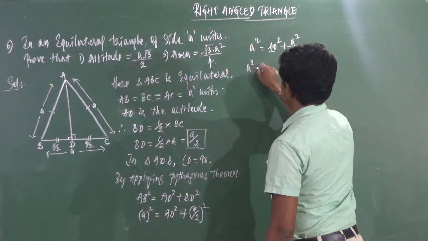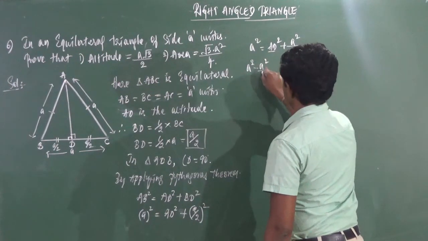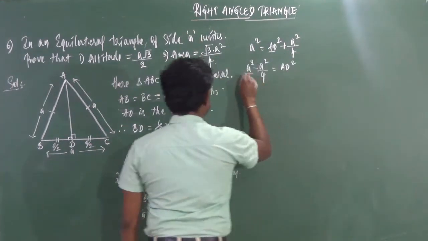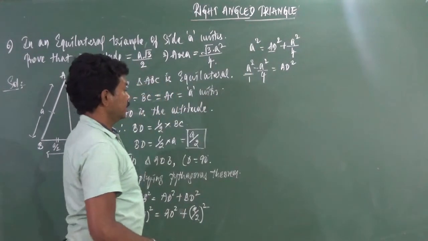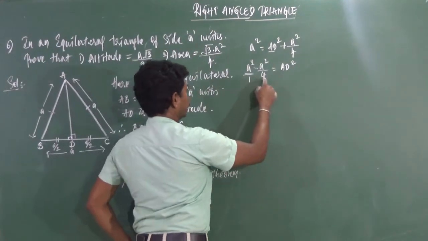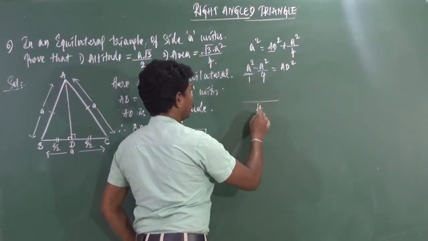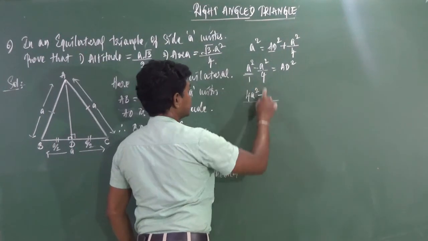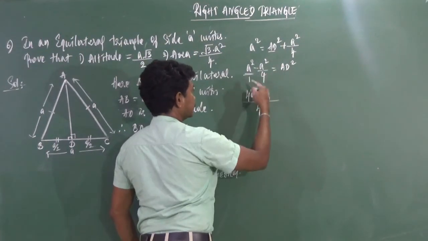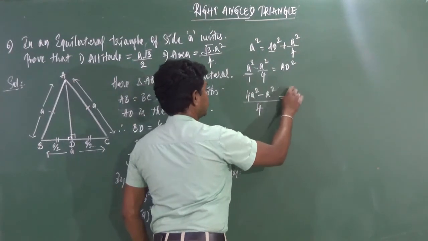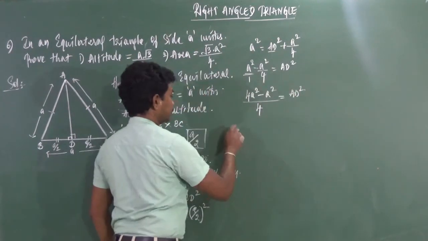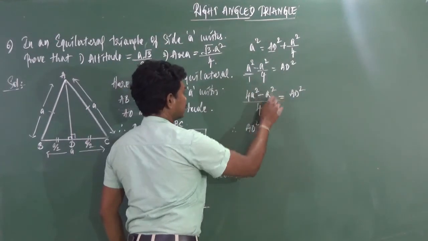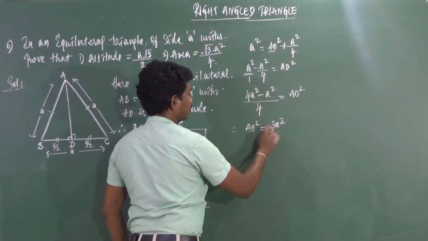That becomes A square minus A square by 4 is equal to AD square. So A square, below that in the denominator we have 1. For 1 and 4, the LCM is 4. So A square by 1 into 4 is 4A square, minus A square by 4 into 4 is A square, is equal to AD square. So therefore AD square is equal to 4A square minus A square, which is 3A square by 4.